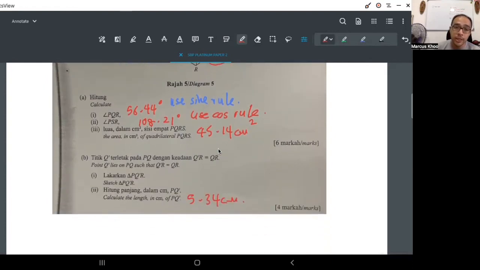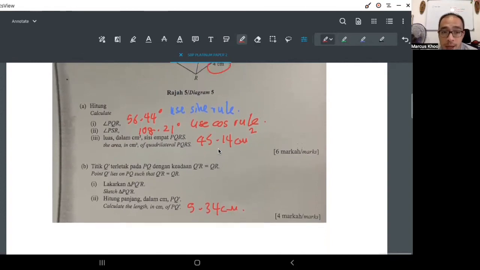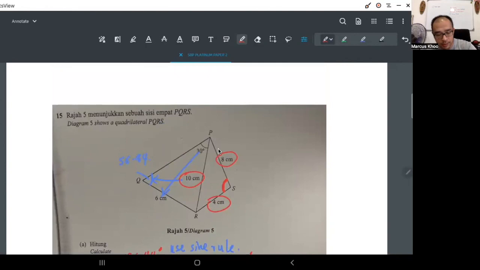Okay, second question. Point Q' lies on PQ such that Q'R equals QR. Okay, so let me rub this off. Hold on. Sorry.